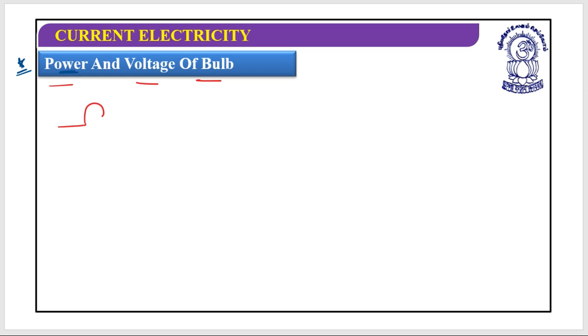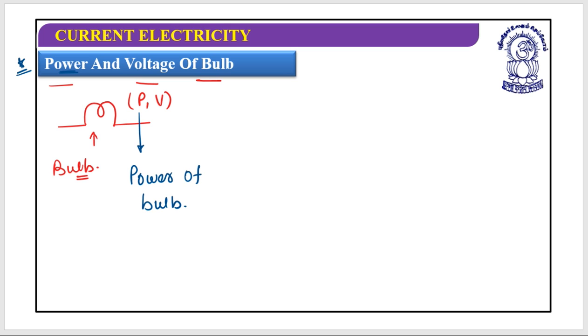Before we go to that, this is the symbol of the bulb. And on a standard bulb it has two ratings. One is the P, another is the V. The P rating gives the power of the bulb, while the V rating gives the voltage of the bulb.